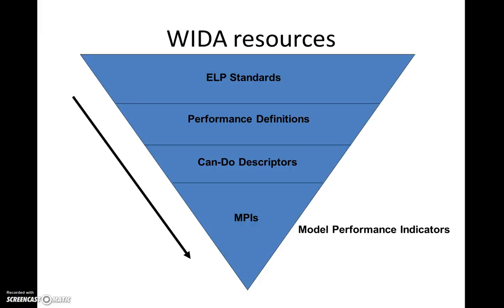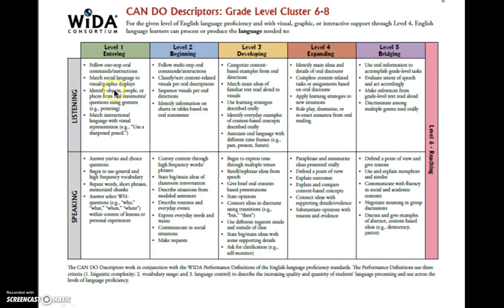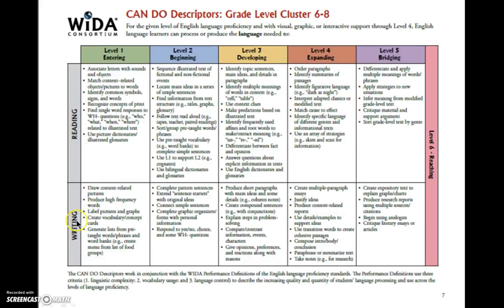Coinciding with WIDA's can-do philosophy are their can-do descriptors. These are more specific representations of the continuum of language development because they break down what students can do with language in the 4 language domains: listening, speaking, reading, and writing, as seen on the left side of the matrix. Listening, speaking, reading, and writing. And at all 5 proficiency levels, as seen on the top of the matrix.